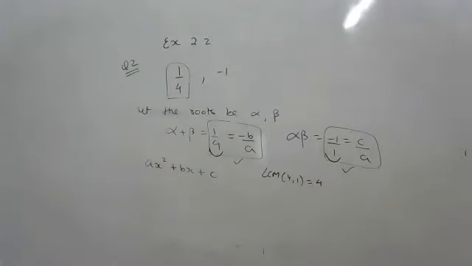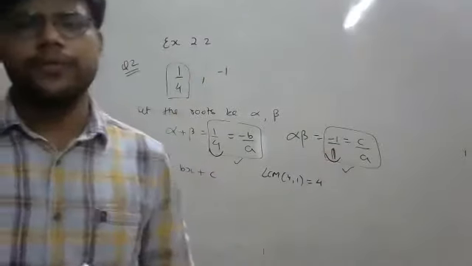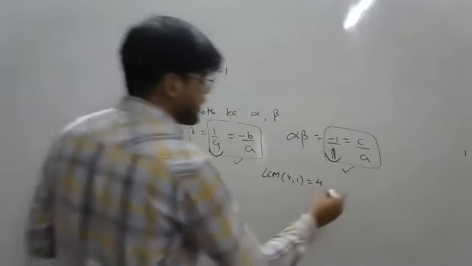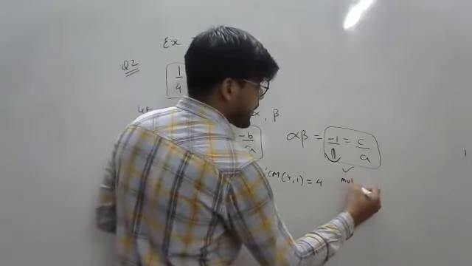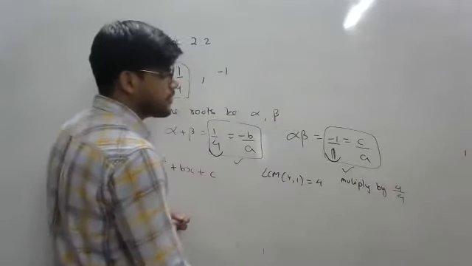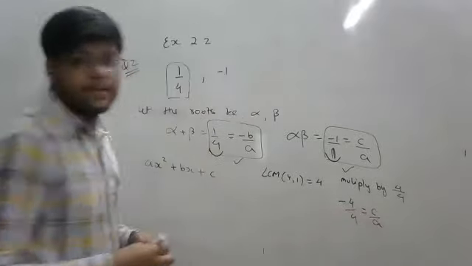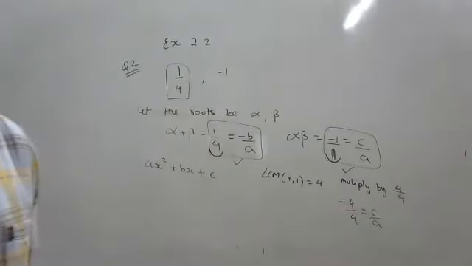Yes, your answers are correct. Good. So we have to convert this 1 into 4. And it's very simple. Just multiply by 4 upon 4. So what you will be having? Minus 4 by 4.